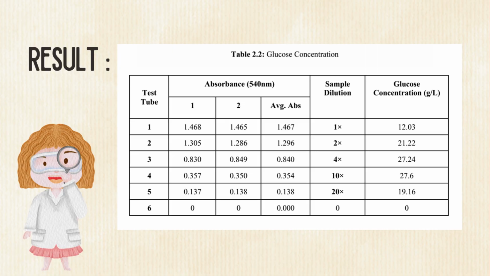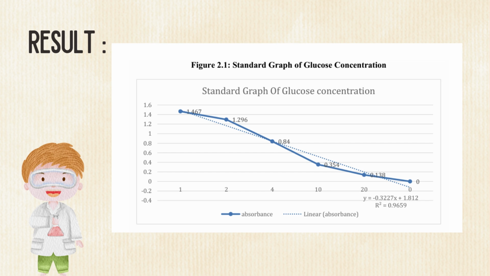Here is our result for the determination of sugar in sample using the 3,5-dinitrosalicylic acid, or DNS, method.